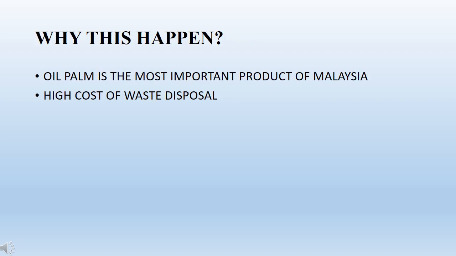Everyone must be wondering why this happened. Basically, oil palm is the most important product from Malaysia that has helped to change the scenario of its agriculture and economy. However, the production of oil palm leaves a huge amount of waste, and to dispose of this waste requires a high cost.